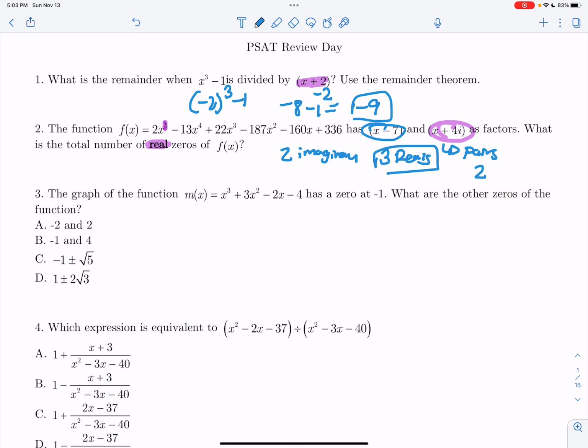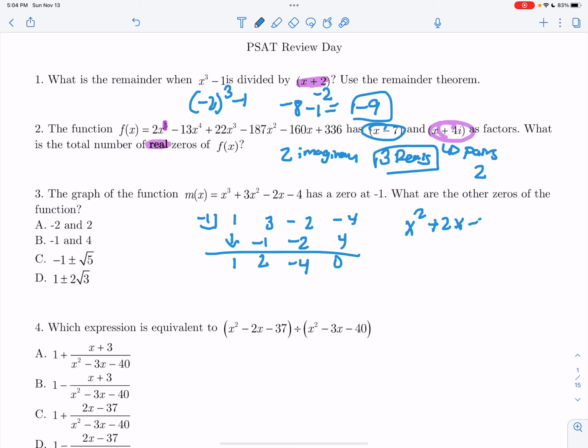Number 3, the graph of the function has a 0 at -1. What are the other zeros of the function? So if I have a 0 at -1, I'm going to use synthetic division to figure out what my other 2 roots are. I'm left with x squared plus 2x minus 4 is equal to 0.